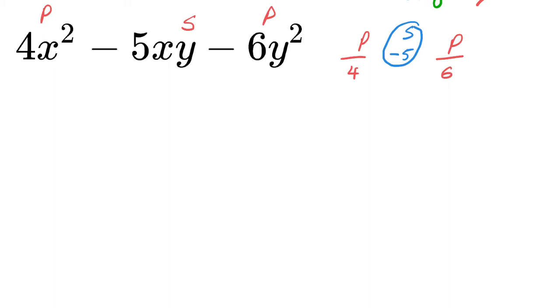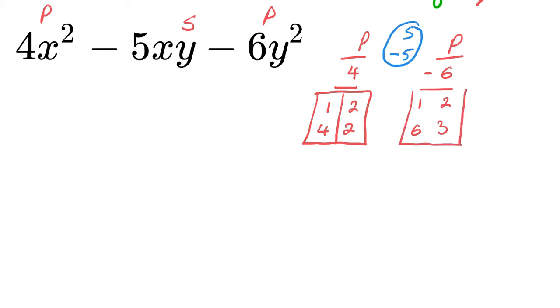Okay, it's actually negative 6. I don't really worry too much about that until the end. I'm going to factor 4, which is 1 and 4, 2 and 2. Remember, you're making vertical pairs. So 6 is 1 and 6, 2 and 3. There are no other pairs that multiply to 6 or 4.